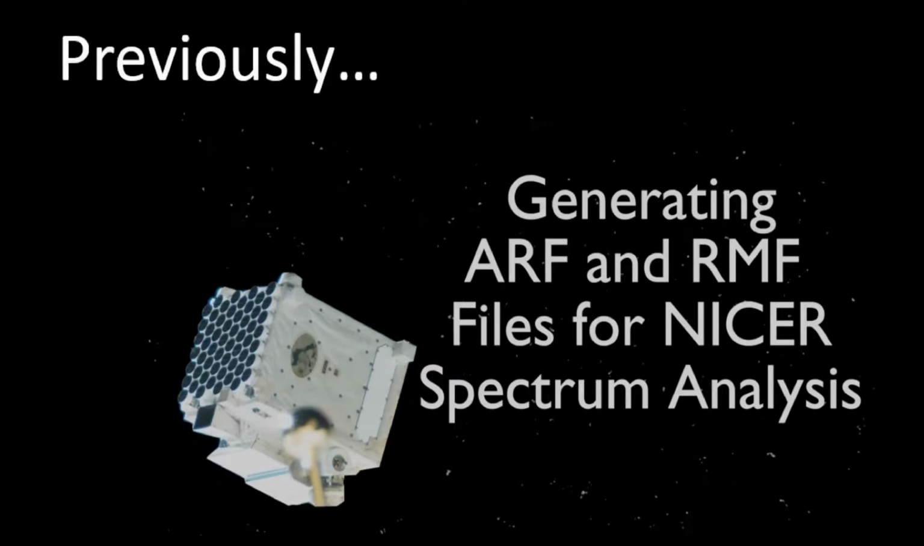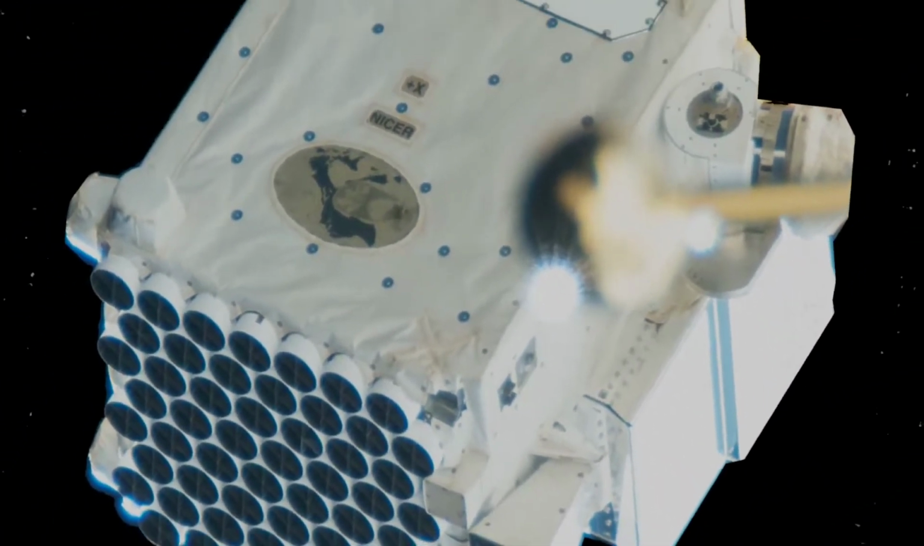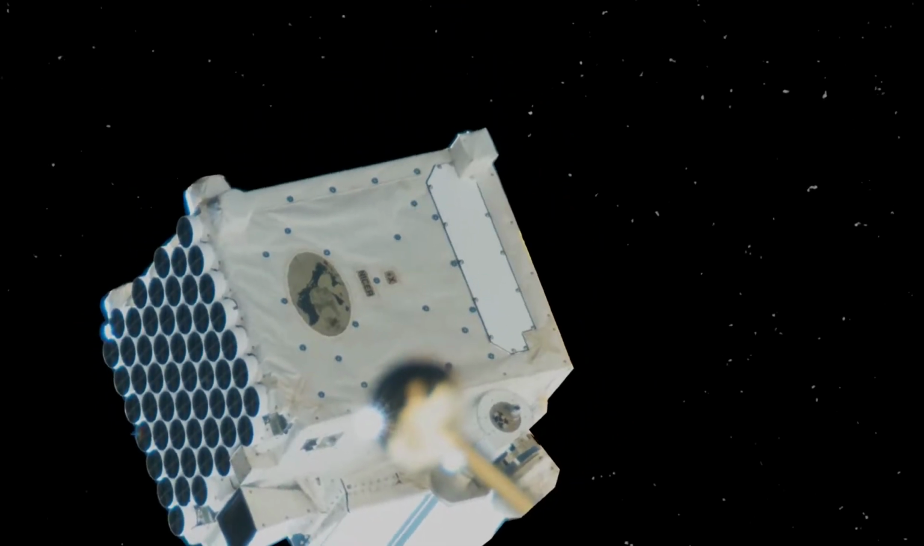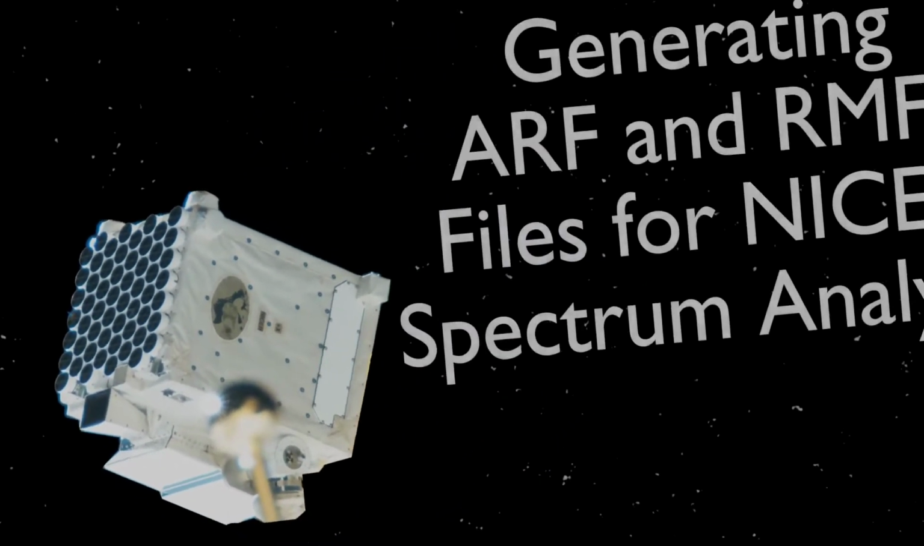Howdy folks, roughly 1 year ago I made this video discussing ARF and RMF file generation for spectrum analysis of NICER data in Xspec, and most recently I realized that there were some things that I said in this video that may come across as confusing or may lead someone to go ahead and do something incorrectly. And so I want to clear that up with this part 2 on generating ARF and RMF files for spectrum analysis of NICER data in Xspec.